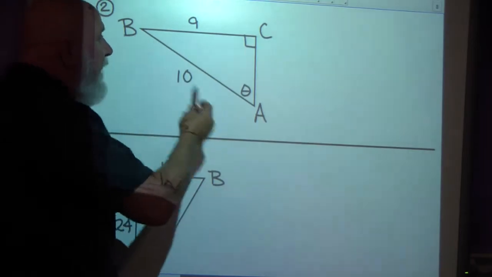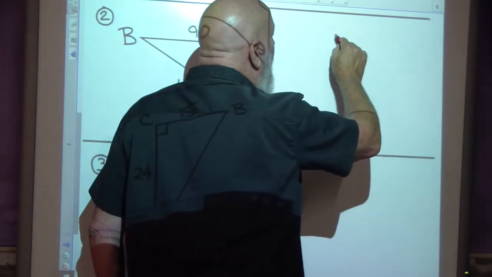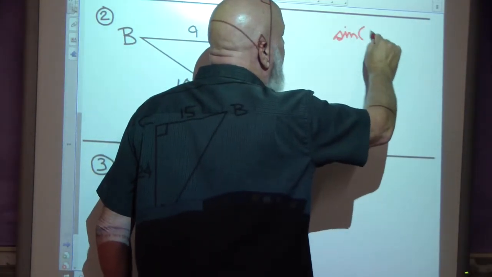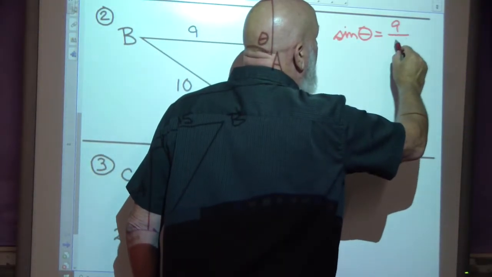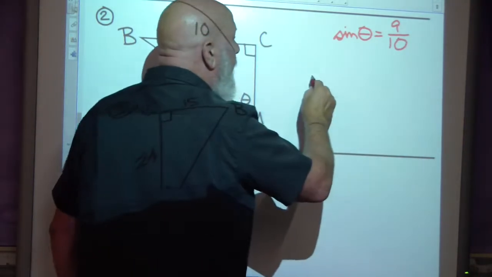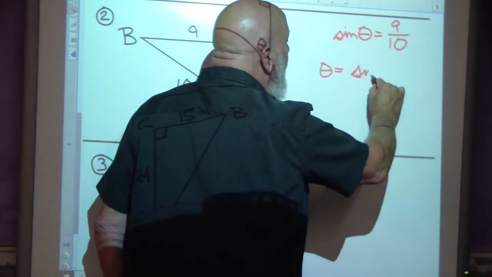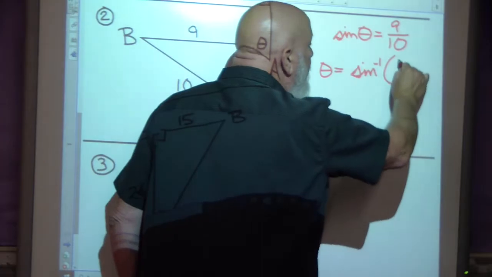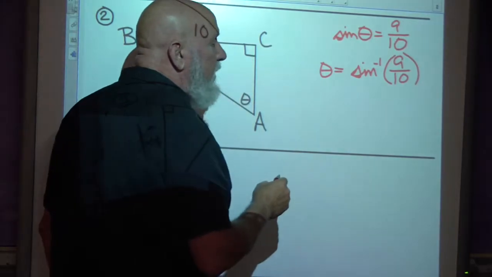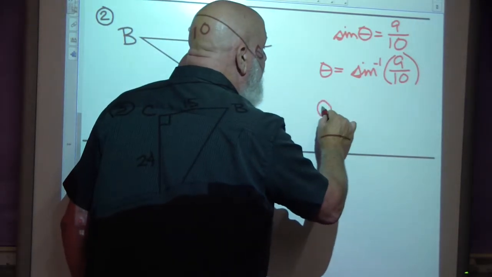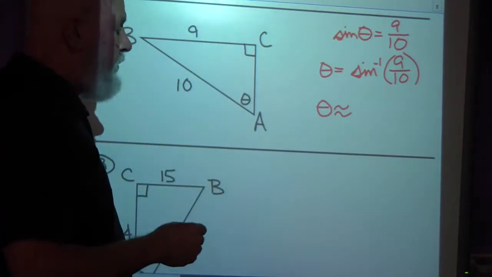So I'm thinking again. This is just a little thought bubble. You don't have to write this, but this is what's going on in my head. I know that the sine in this case of theta is equal to 9 over 10. Therefore, I can say that theta is equal to the inverse sine of 9 over 10. And all I got to do is figure out how to get the inverse sine of 9 over 10 into my calculator, and that will give me an approximation for theta that I can then round to the nearest tenth because that's what my instructions ask me to do.